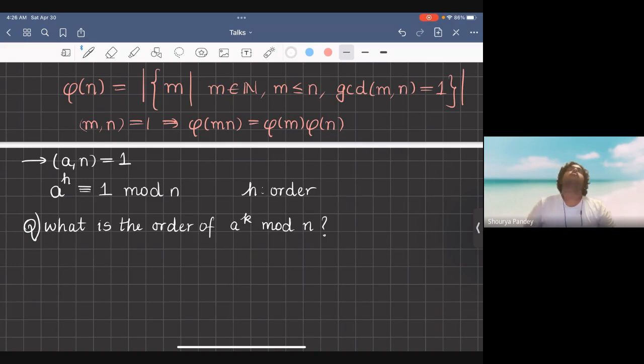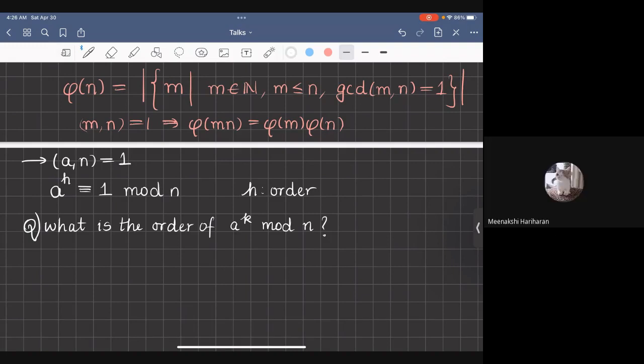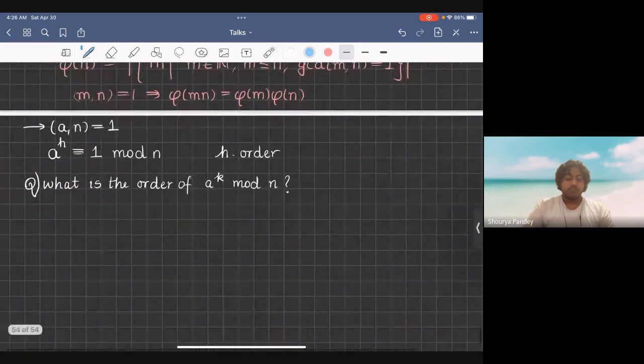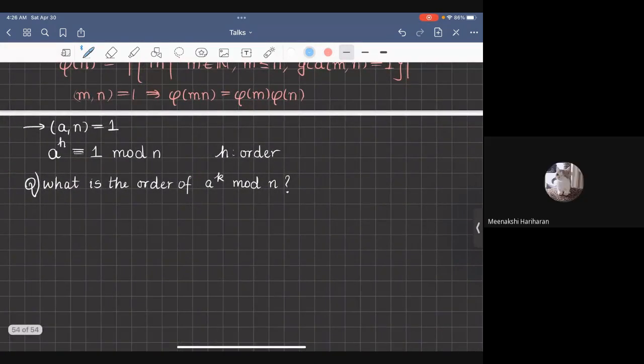K mod h. Well, I mean that's not true, right? If k is 1, then you're saying that the order is 1. Oh wait, oops, no. So just think about when a... we could say a to the power k mod h.